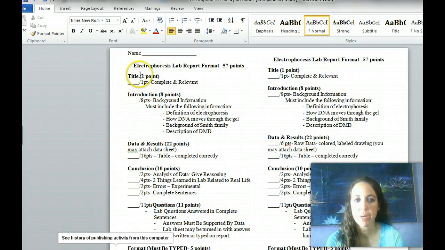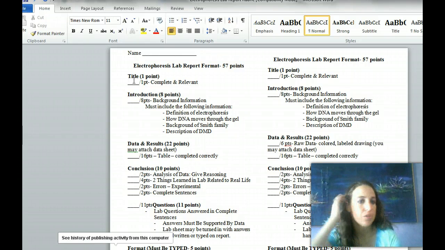So this first part here is the title. Remember, the title is a real easy point to get, but just a couple reminders. Don't just write electrophoresis lab. You need to make sure that you tell me what the whole point of the lab was, what you were testing, what you were trying to find out. Remember, most of you did a great job on your plant titles, so you wrote, tested the effect of something on the growth of geraniums or whatever. So just make sure that this lab reflects that as well.